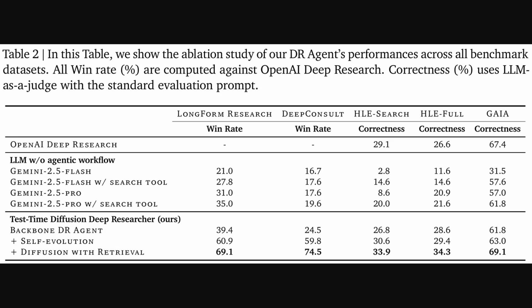This next table then really breaks down why the model is so effective. It's an ablation study, which is a way to systematically test the impact of each part of their system. You can see that a base LLM, even with a search tool, just doesn't cut it. Then, they add their backbone agent, which helps. But adding that self-evolution algorithm provides a huge jump in performance.